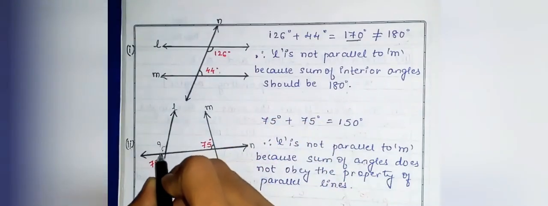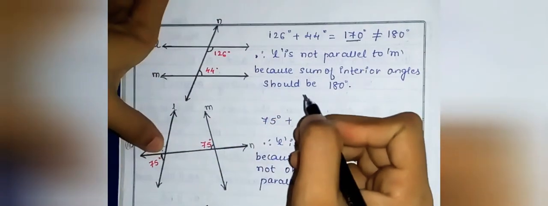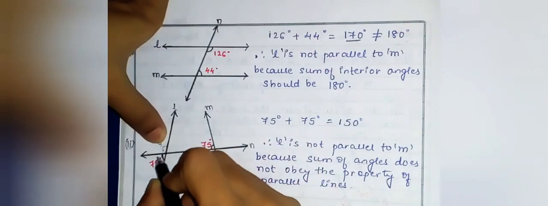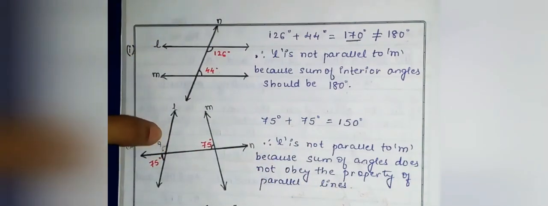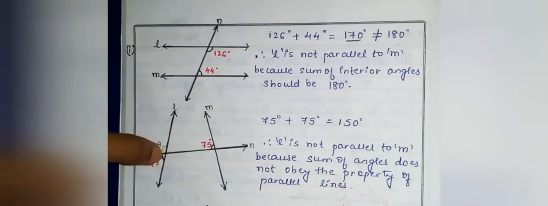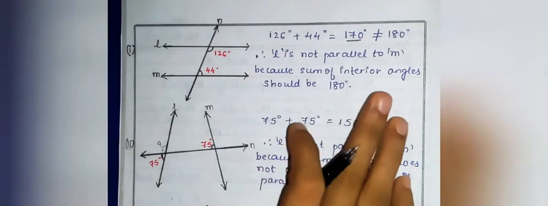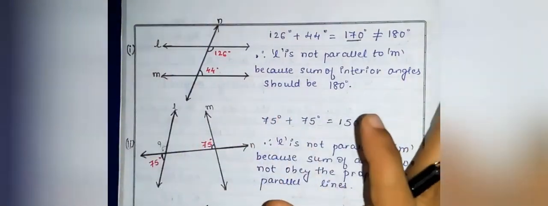Now if we take this as 75 degree, and add 75 plus 75, again as I told you, these both are making a linear pair also. So यहाँ पे 75 लिखेंगे. If we write here 75, so 75 plus 75, we will not get 180 degree. Again, here the property is not satisfied. So these both lines are not parallel.